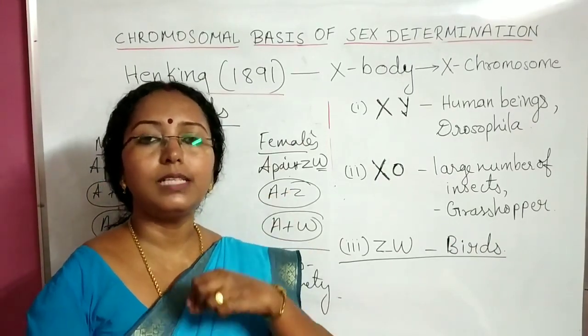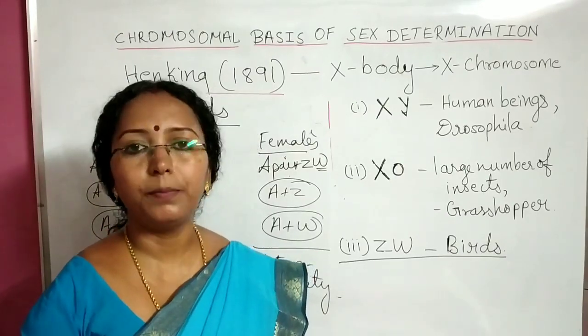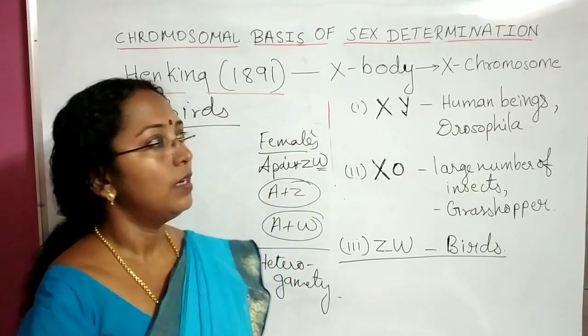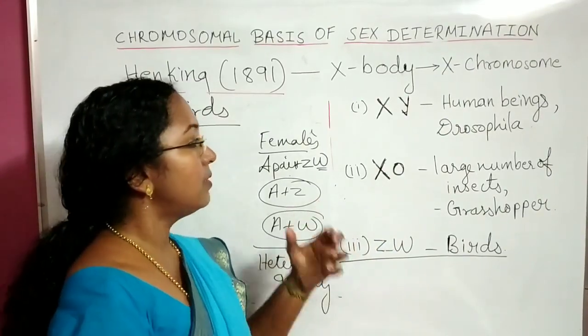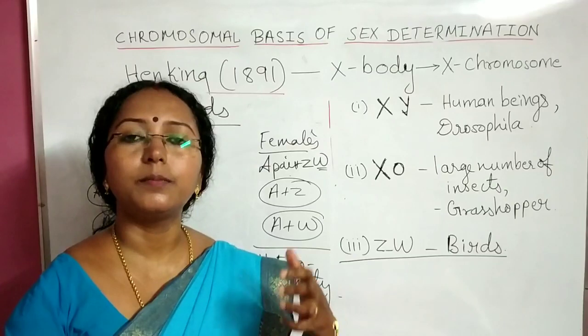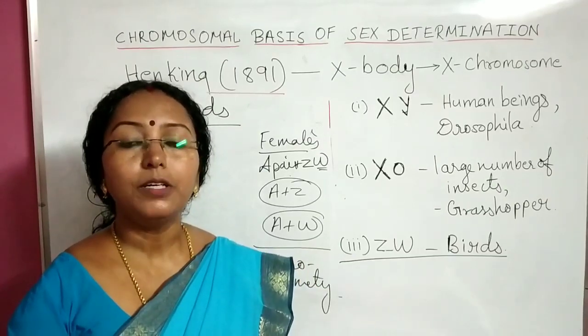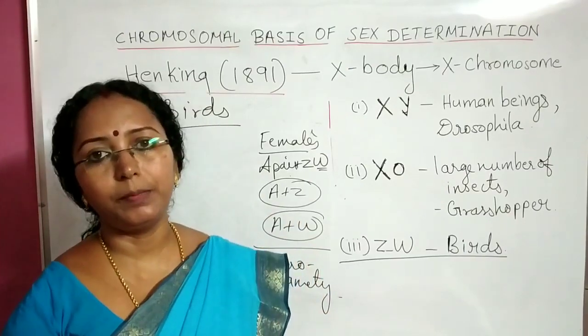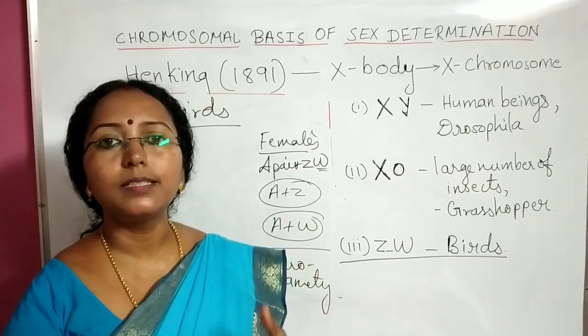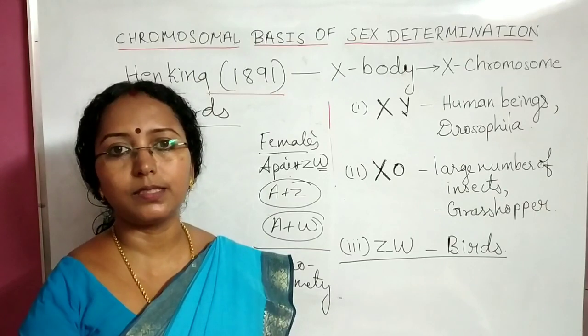Instead of Y, if it is another X, it becomes female. In XO type of sex determination, presence of X alone will make it a male. If 2 X chromosomes are present, it will be a female. So, in both cases, males are heterogametic.